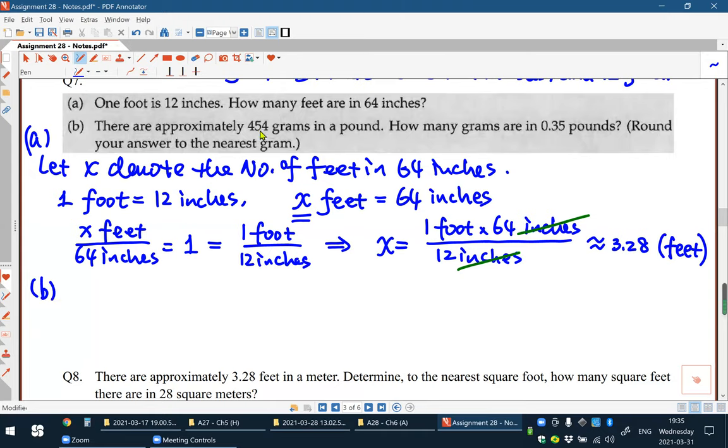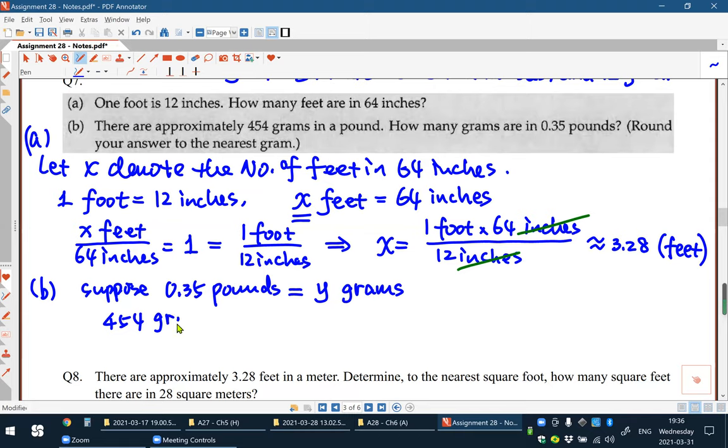There are approximately 454 grams in a pound. How many grams are there in 0.35 pounds? So again, let me use a letter y to denote the number of grams. Or we can actually write it like this. Suppose 0.35 pounds equals y grams.